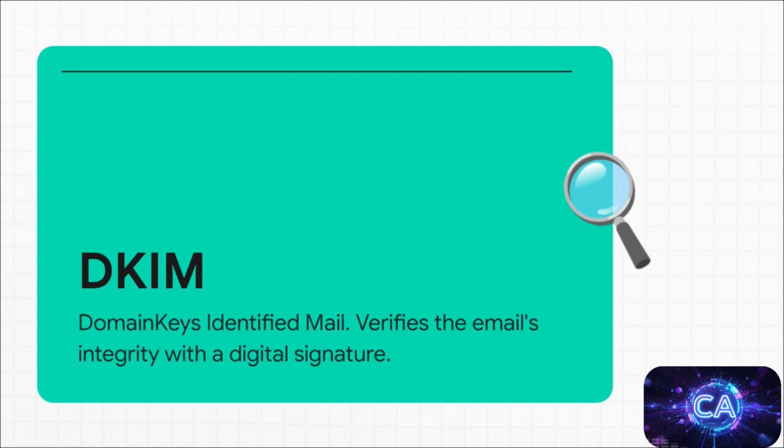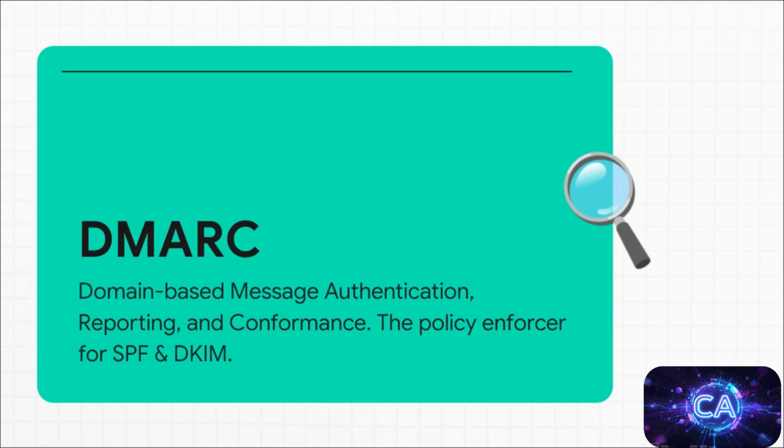Next up, we have DKIM. This is like a high-tech, tamper-proof wax seal on a letter. The sender attaches a special, encrypted digital signature to the email. The server on the other end uses a public key to check if that signature is legit. If the seal is unbroken, it's proof that the message is the real deal and nobody messed with it along the way. And finally, there's DMARC, the security manager.